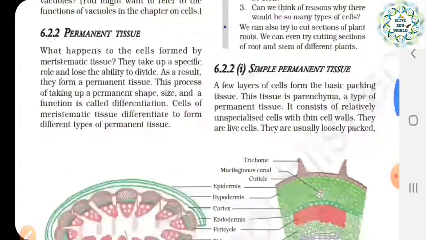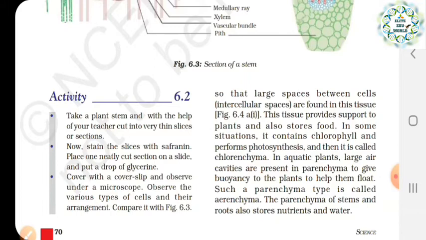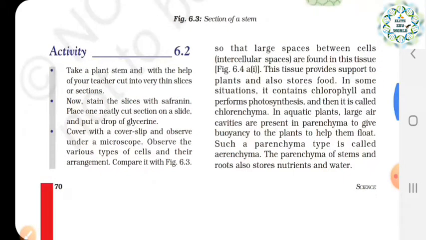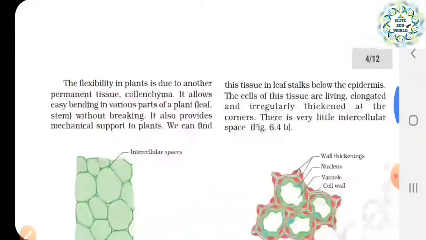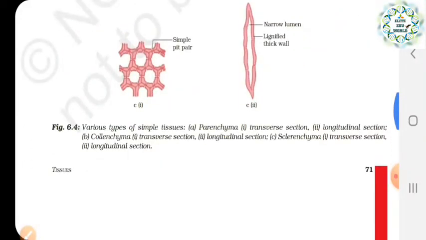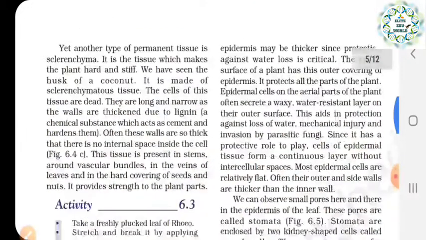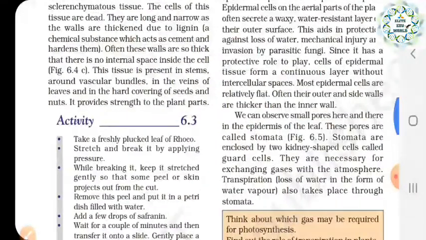The first type is simple permanent tissue. Why is it called simple? Because all the cells that make it are of the same type. We have seen all three types here: parenchyma, collenchyma and sclerenchyma. These are the types of simple permanent tissue, made by a simple or the same type of cell. And then we have seen the location and function of all three.